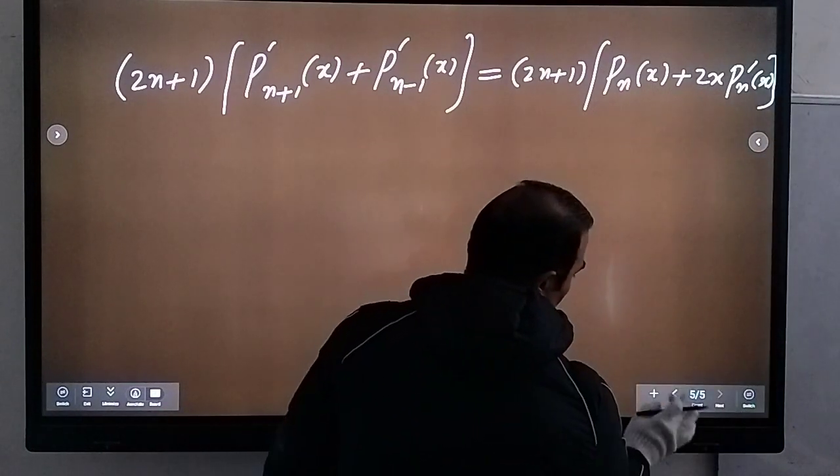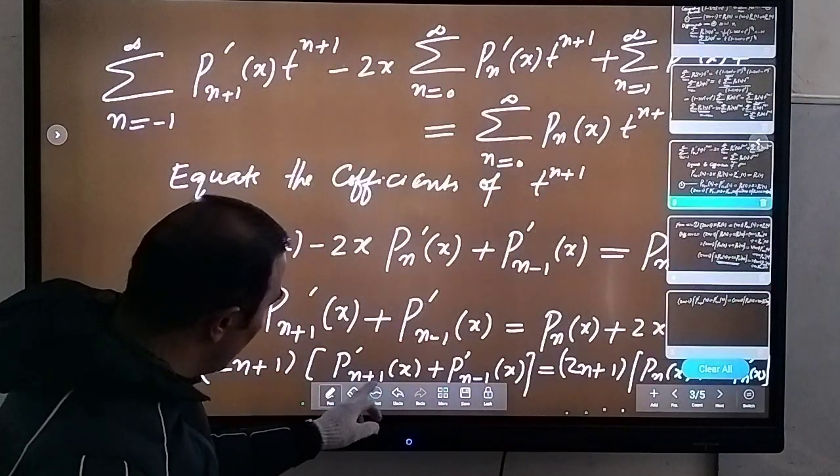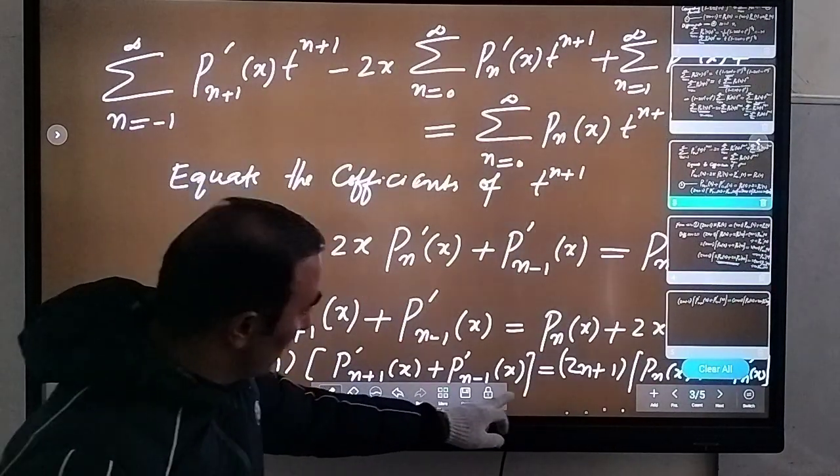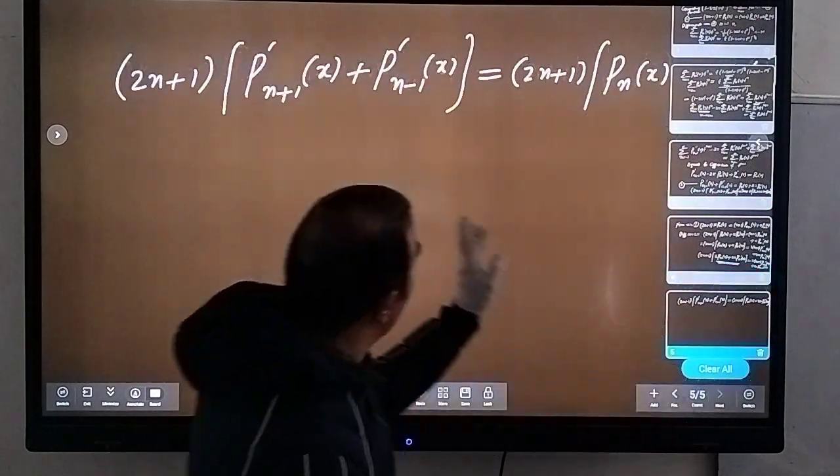So this is our equation. Just have a look. This is our equation: (2n plus 1) Pn dash of x plus P dash of n minus 1 of x. That's (2n plus 1) Pn of x plus 2x Pn of x. So this is our equation.